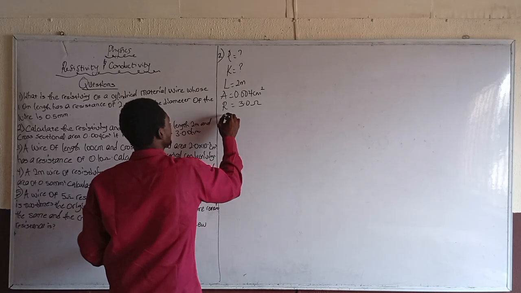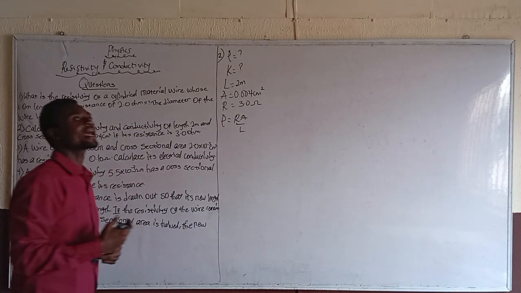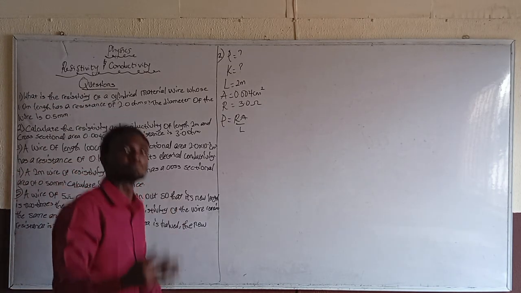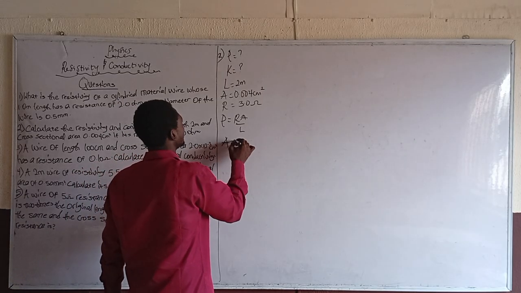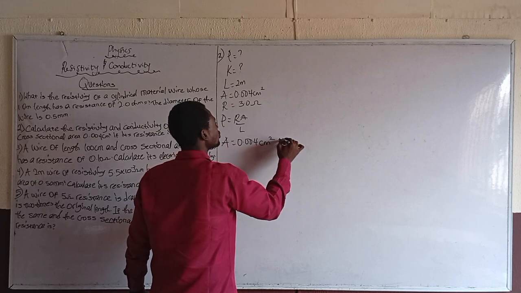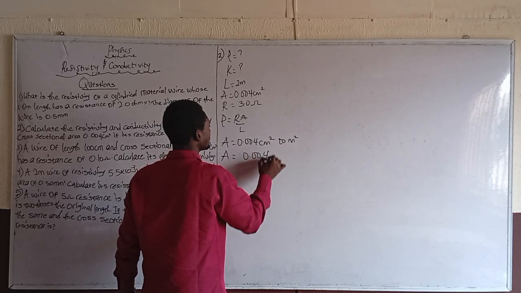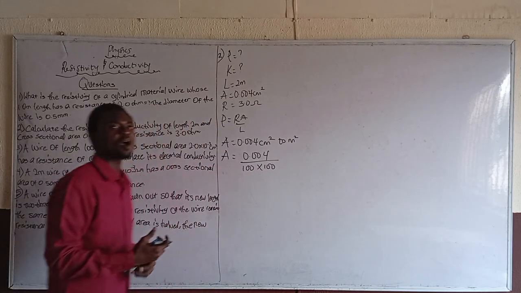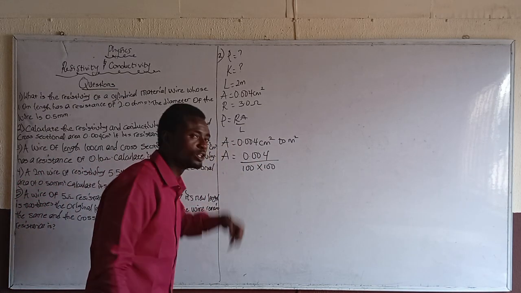Now resistivity is RA over L. Now my area is in centimeter square, so I will convert from centimeter square to meter square. Which means that my area is 0.004 centimeter square to meter square. So it becomes what? 0.004 divided by 100 times 100. Now if you are converting from centimeter to meter, it is divided by 100.